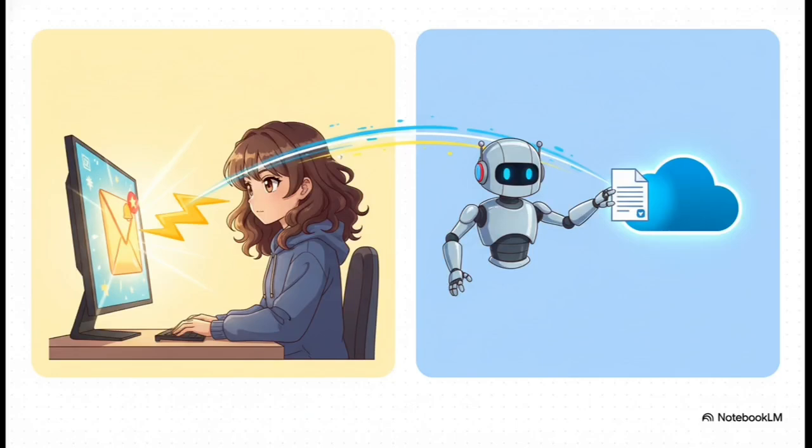For example, when I get a new email with an attachment. Then on the other side, you have the action. And that's what you want to happen automatically. It's the "do this" part. So save that attachment to my Dropbox.